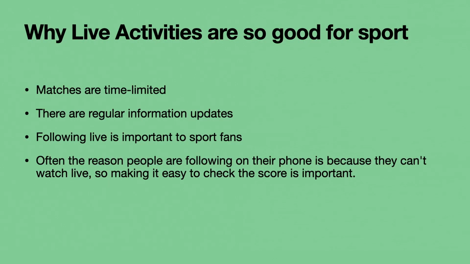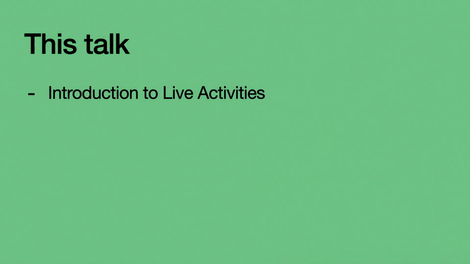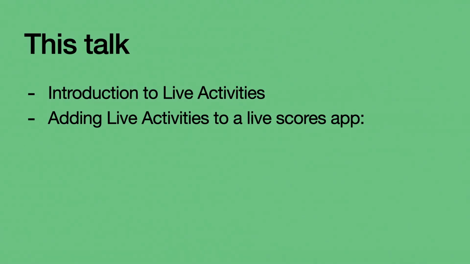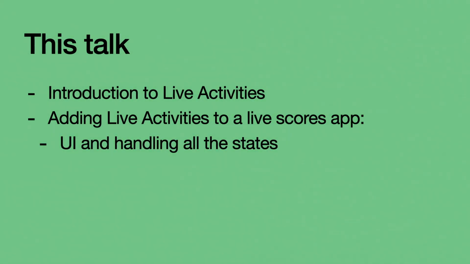And the reason that you're probably checking the score on your phone is because you're not watching the game. You might be out and about. And so having the scores available at a glance is a lot easier than having to unlock your iPhone, find the right app, maybe navigate a couple of screens deep just to see what the live score is. And so this talk, we've just been over an introduction to live activities, and I'm going to walk you through adding live activities to a live scores app. So there's a bit to talk about.